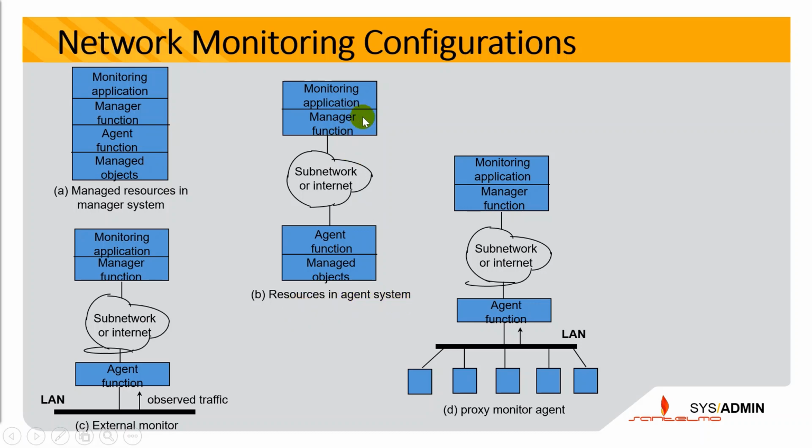With this type of model, the monitoring application or the manager function, or simply say manager, is installed in a computer different from where the agent is installed. For example, this is a server here, and I have here a router, and I manage the router using the subnet or the internet. So that is this resources in the agent system.